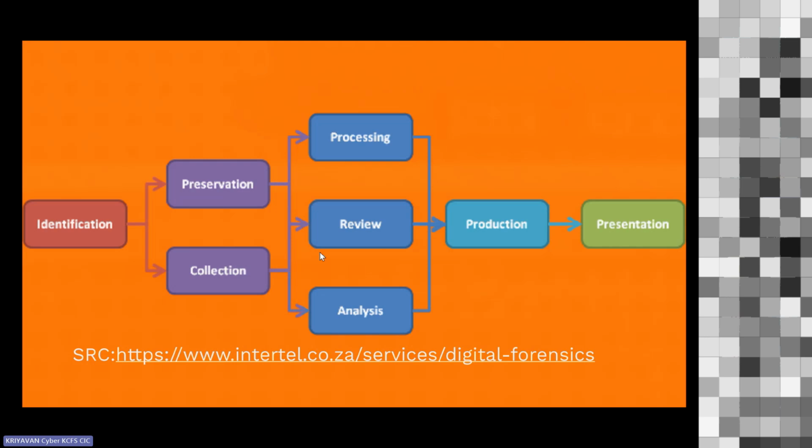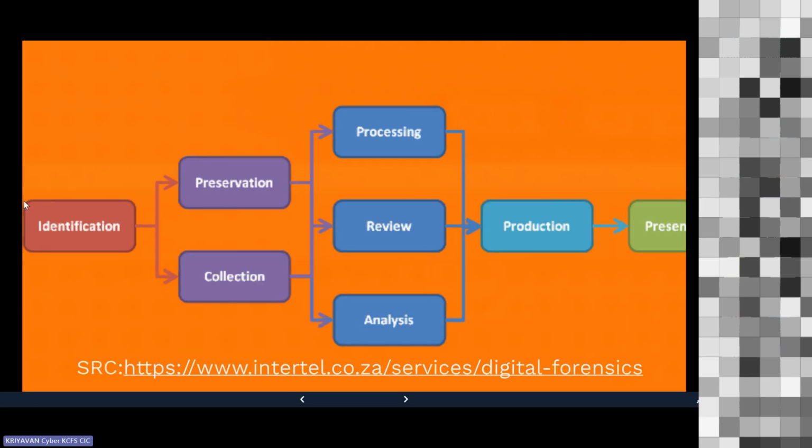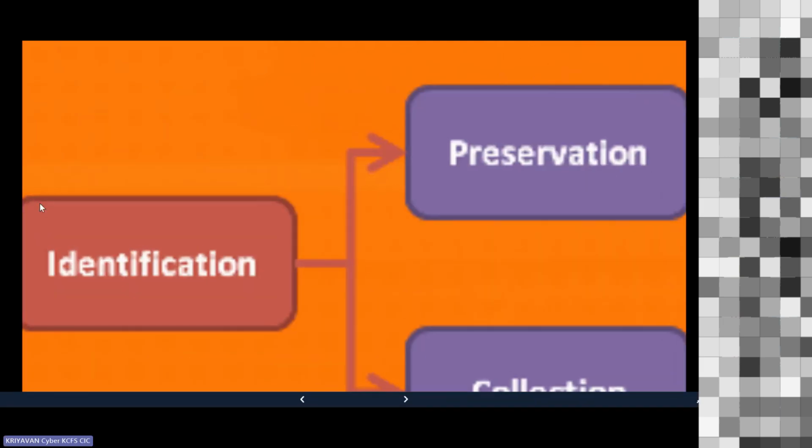Fine. So identification, just like you go to the traditional crime scene and find someone is dead, you find a knife, you identify the knife as evidence, a blood stain as evidence. Same way in digital forensic or computer forensic, we talk about storage units which are capable of storing evidence. So identification is the first phase in digital forensic.